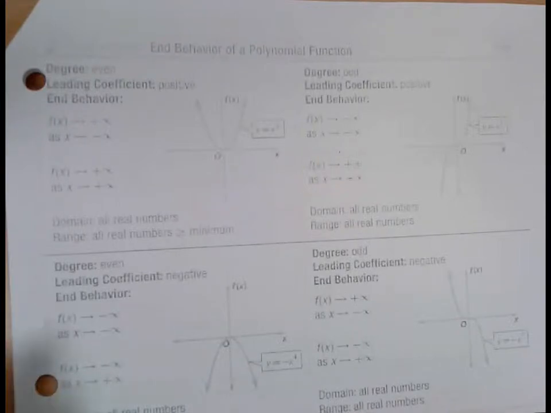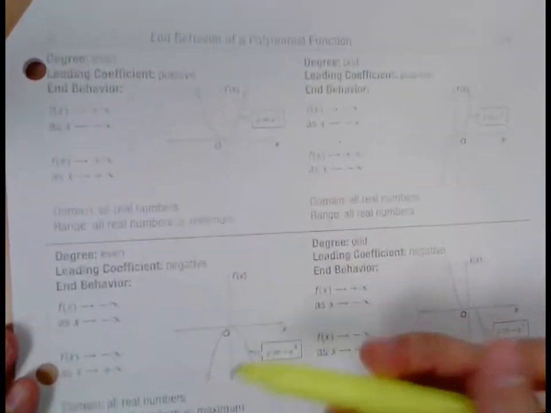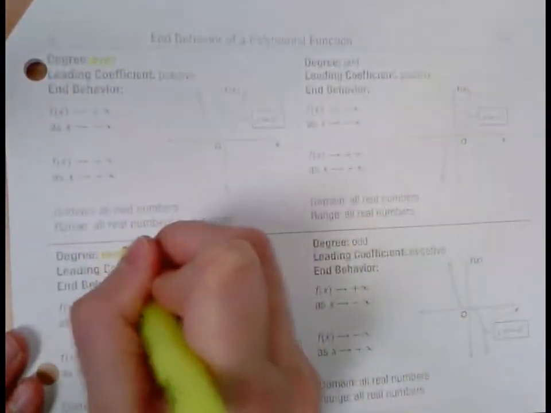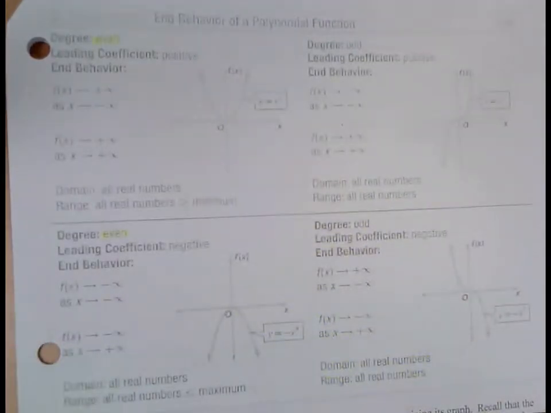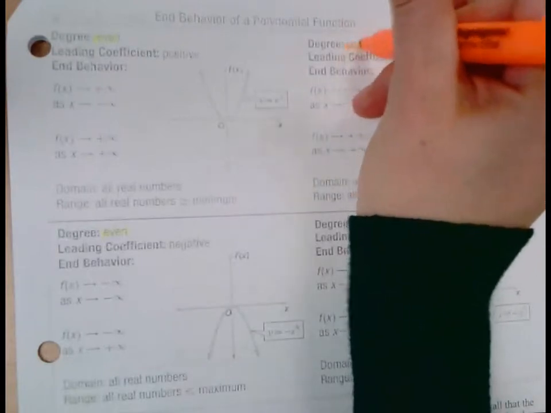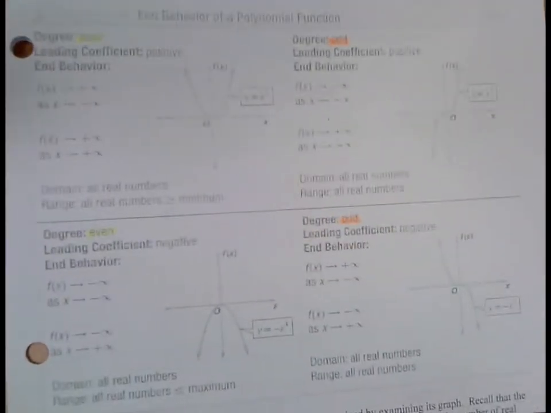So what you should notice is the first column. These are showing even degree polynomials. So it gives a general parabola. But all even degrees, so degree of 2, degree of 4, degree of 6, and so on, they will all have the same end behavior. And then they're giving 2 graphs for an odd degree. So all odd degree polynomials, degree of 3, 5, 7, 9, and so on, will all have the same end behavior. So the graphs won't look the exact same, but they will have the same end behavior.